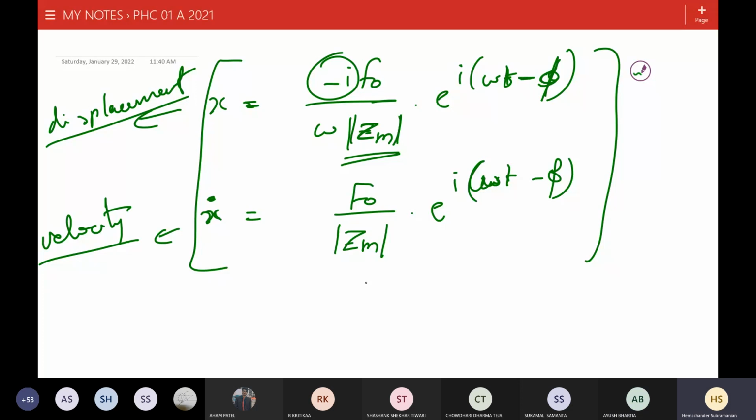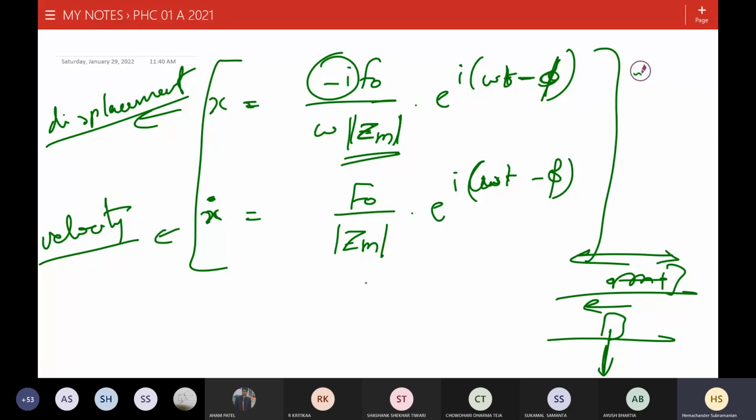So you have an oscillatory system that oscillates like this. When the displacement is zero at the equilibrium, the object is moving at its maximum velocity. When the displacement is maximum, the velocity is zero. So displacement and velocity have opposite phases. Does it make sense?